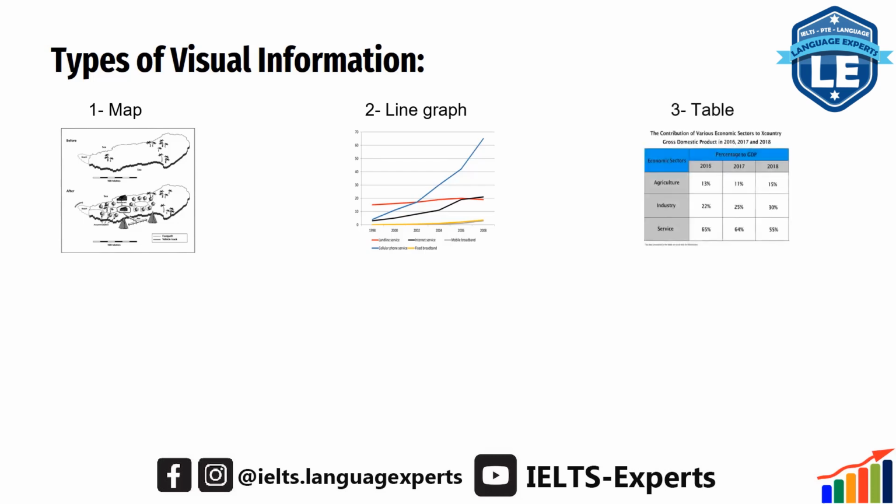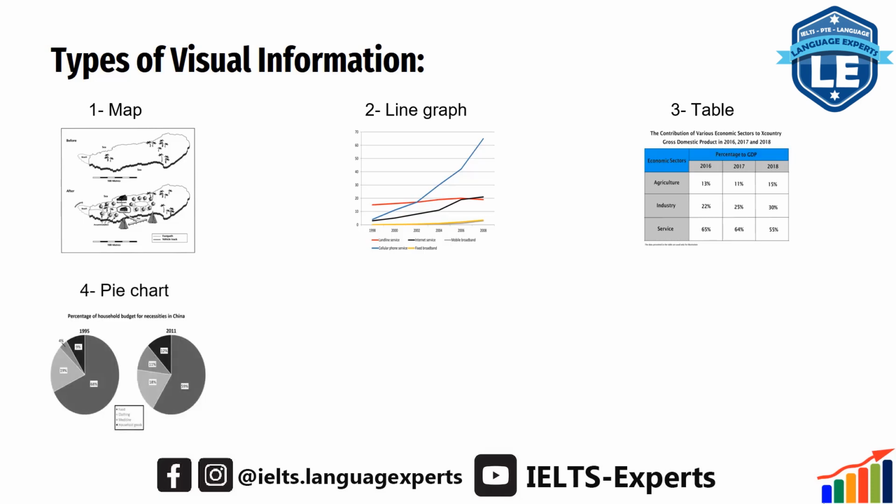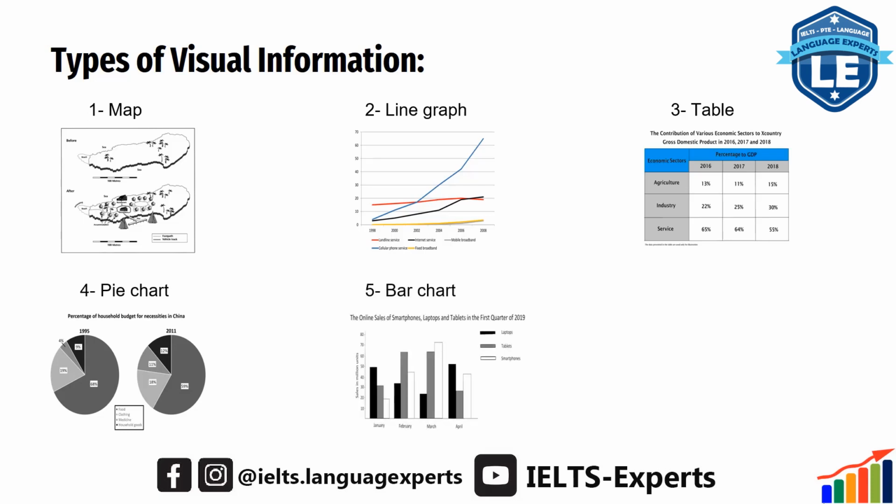A table of different categories, and each category has some information that you have to use in your report. Pie chart. You might be given a pie chart or more than one. You might be given 2 or 3 pie charts and you have to compare between them. A bar chart, which is a chart made of columns where each column represents a category. And finally, a diagram, which is a labeled process that you have to describe the different stages of this process.